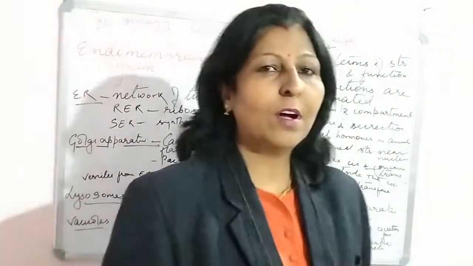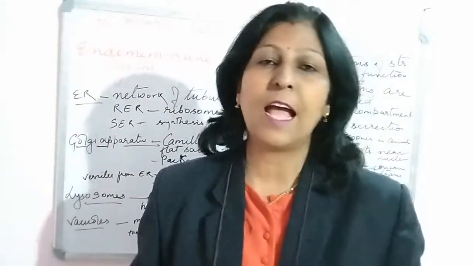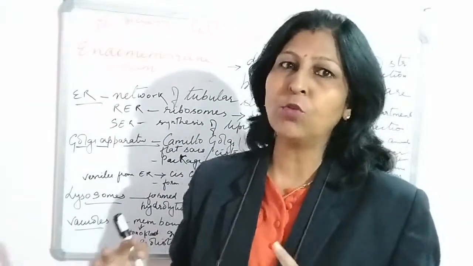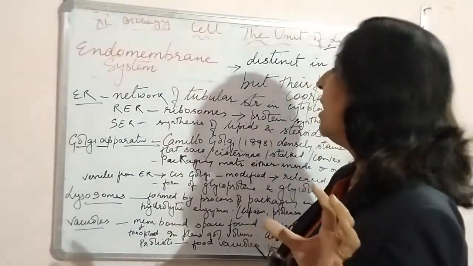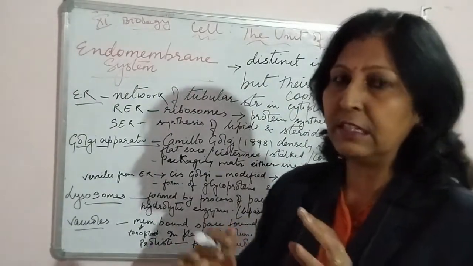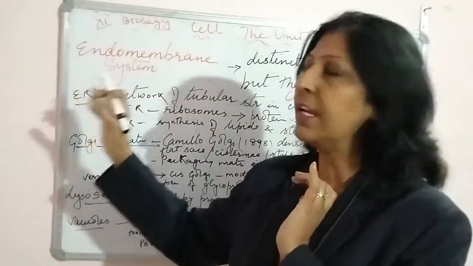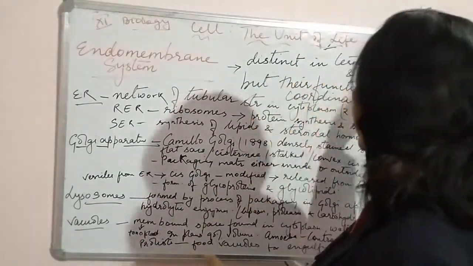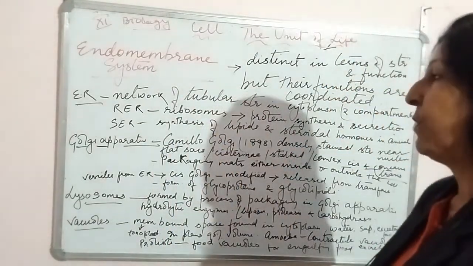Okay children, so what is the endomembrane system? All the organelles, as we talked in the last class, in eukaryotic cells are membrane bound. All the organelles are separate and have definite functions, but some of them have functions that are coordinated, interrelated and interdependent upon each other. Those organelles come under the endomembrane system. They are distinct in terms of structure and function, but their functions are coordinated, and hence they come into the endomembrane system.